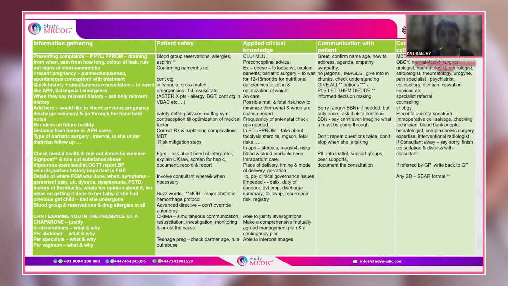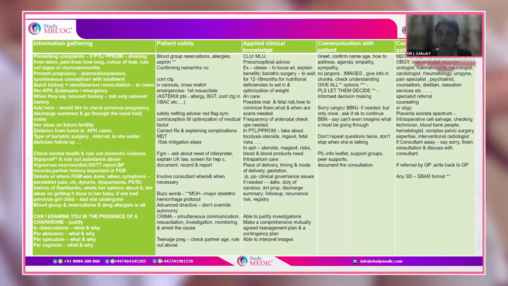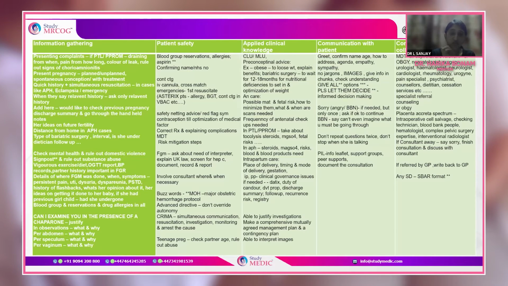Okay. So, yes, and then the next important thing is you have to talk about the applied clinical knowledge. In the applied clinical knowledge domain, it is again a vast domain. Each and every condition you'll have to talk in detail about all those things.